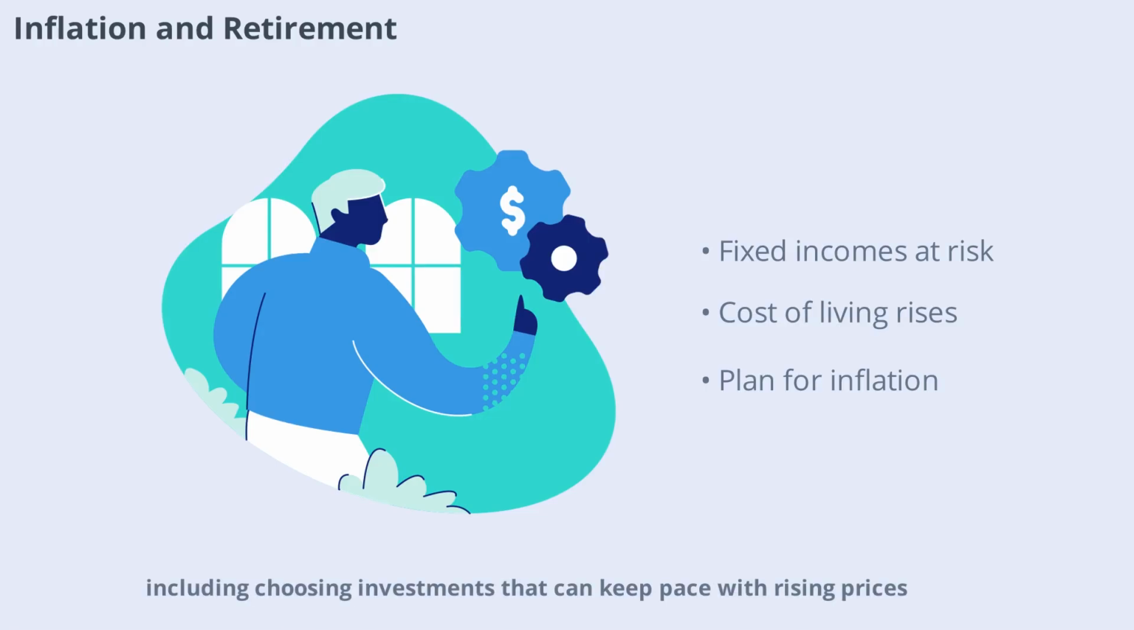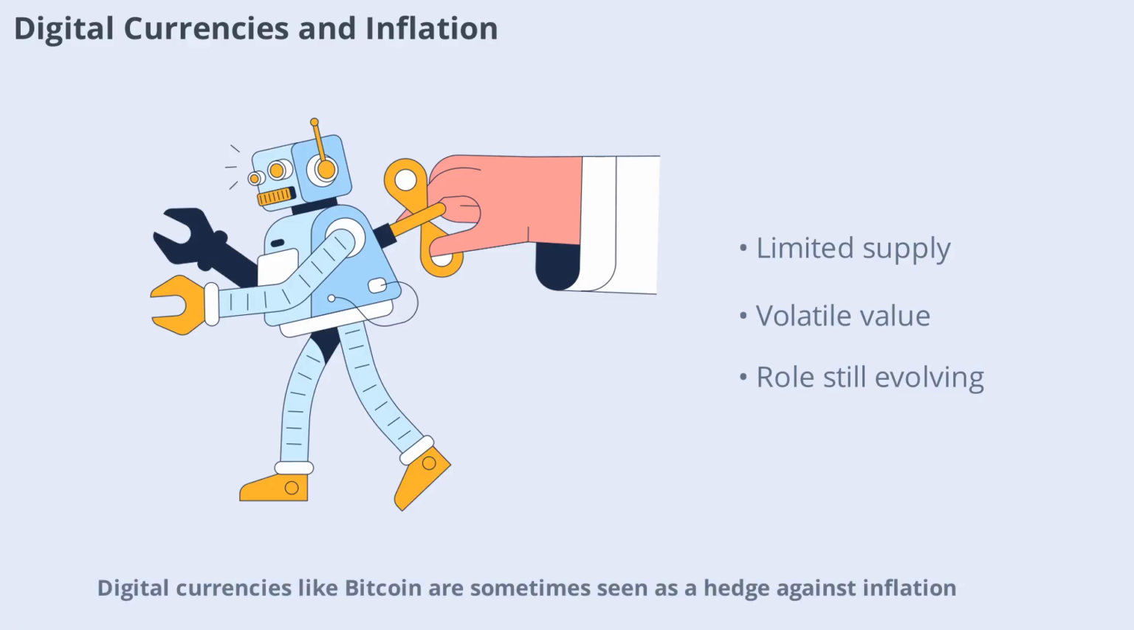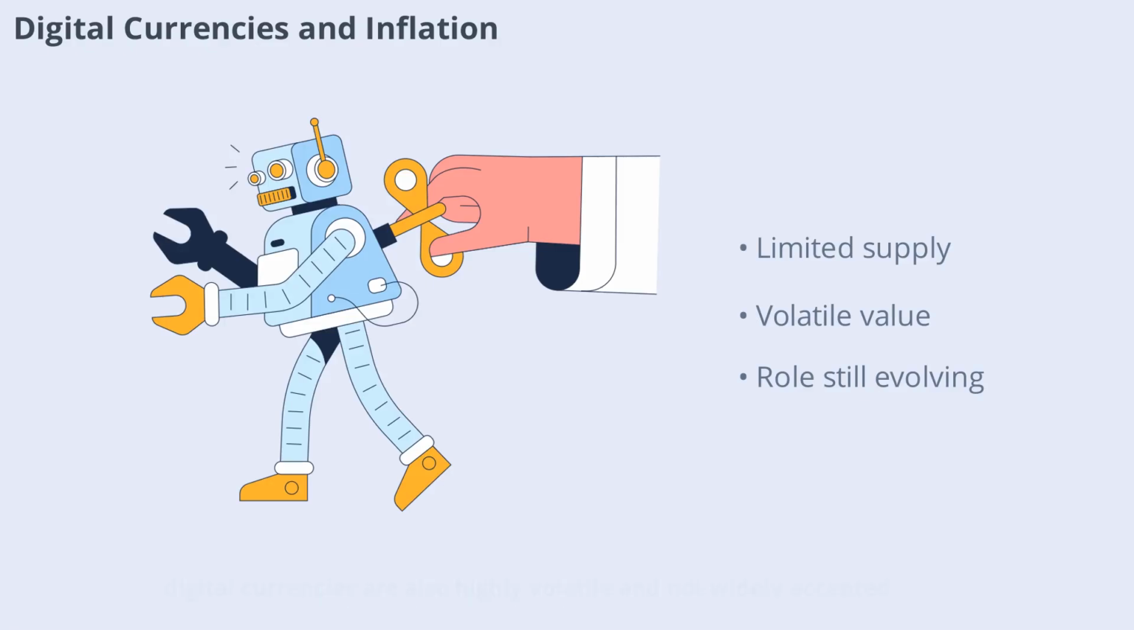Digital currencies like Bitcoin are sometimes seen as a hedge against inflation. Their limited supply means they can't be devalued by printing more units, unlike traditional currencies. However, digital currencies are also highly volatile and not widely accepted, so their role in inflation management is still evolving.